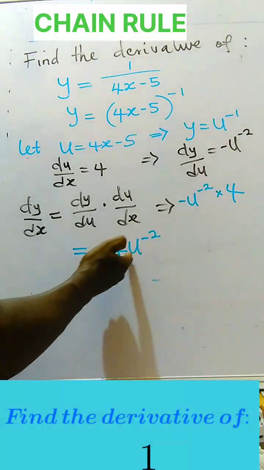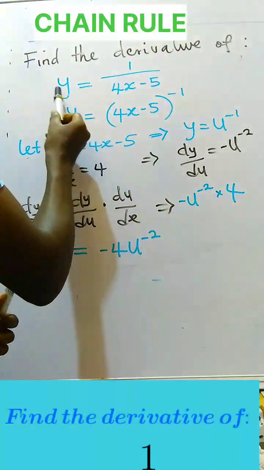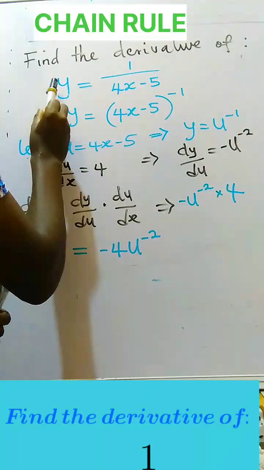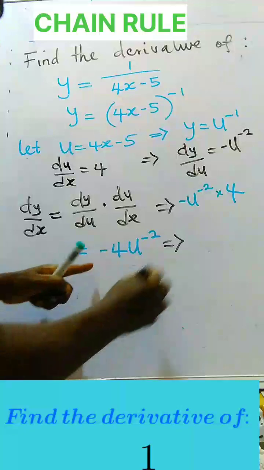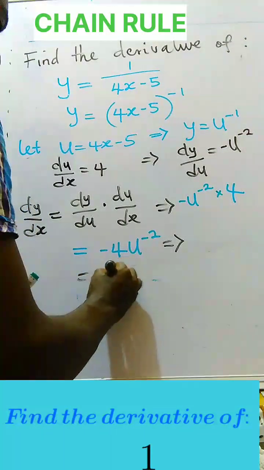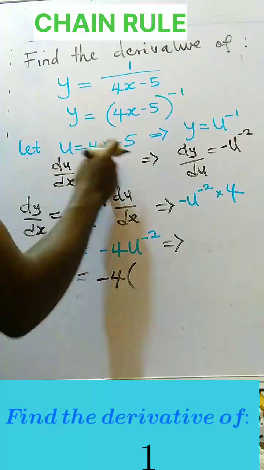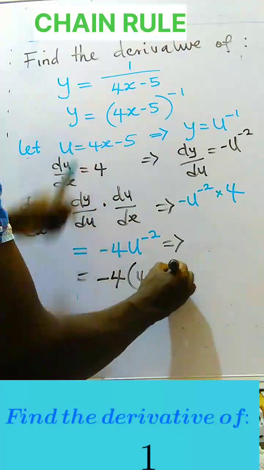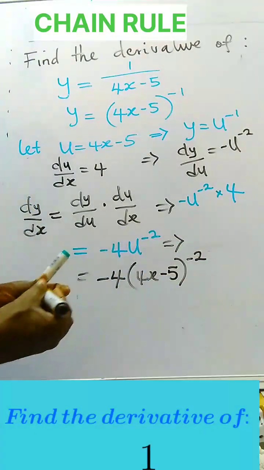Now, this is supposed to be our final answer, but recall that in our initial question, the variables are only y and x. So I'm going to replace back the value of u, which means that my answer is going to be minus 4 bracket, and in place of this u, I'm placing 4x minus 5, then raised to the power of minus 2.